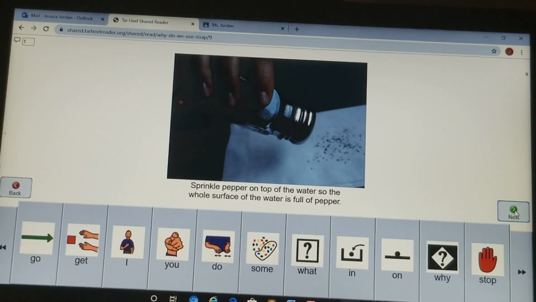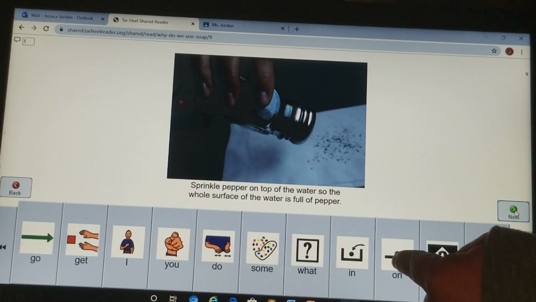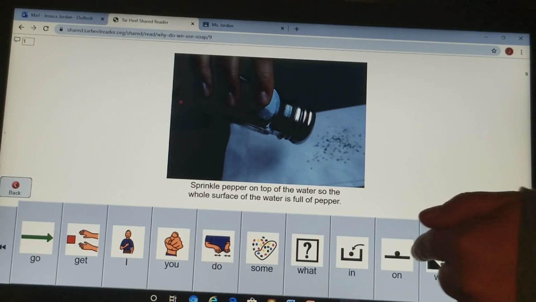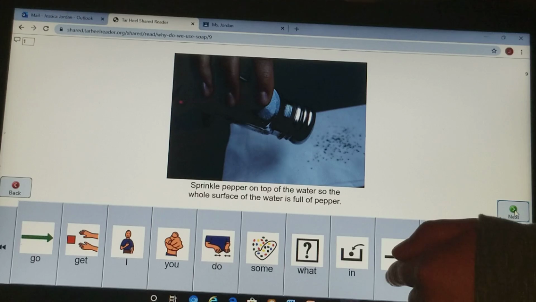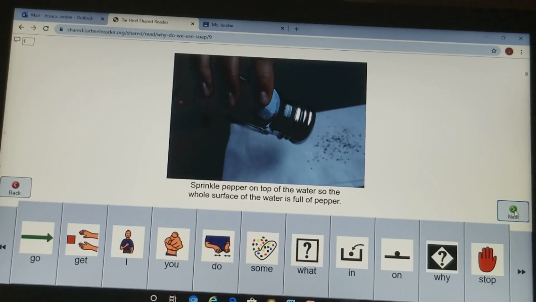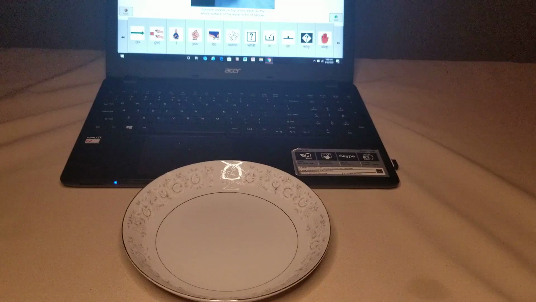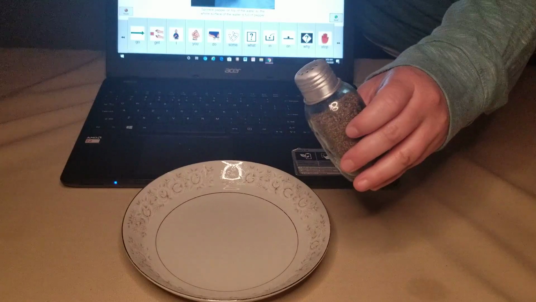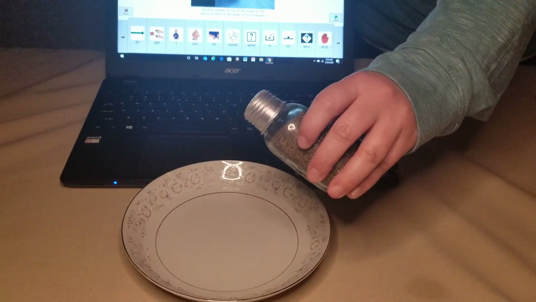Next, we need to sprinkle pepper on top of the water. So the whole surface of the water is full of pepper. We're going to put the pepper on the water. Okay, I have my pepper and I'm going to put it on top of the water.